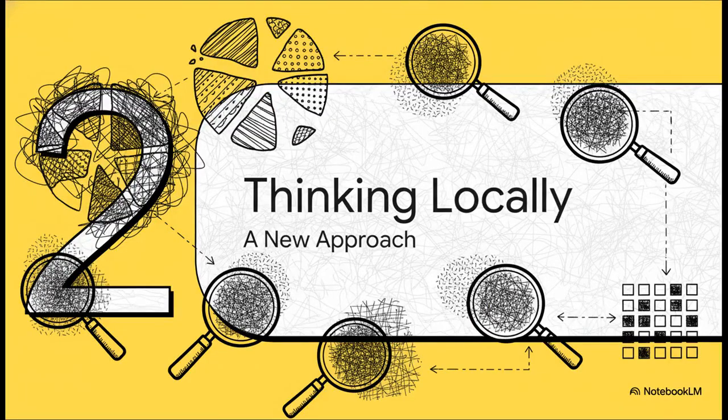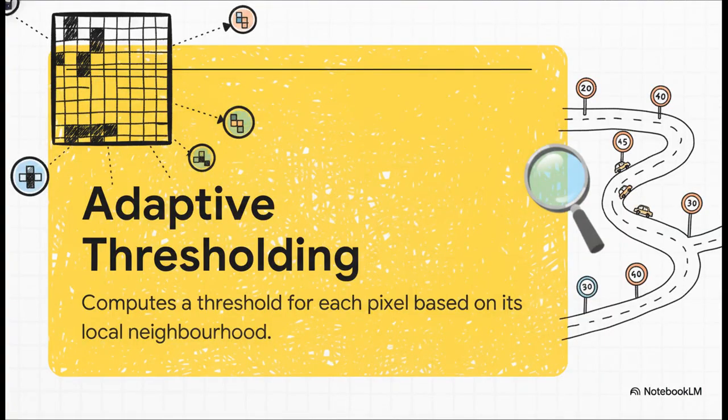So the solution is to get a little bit smarter about it. We need an approach that stops thinking globally and starts thinking locally, adapting to the conditions in each little part of the image. And that, right there, is where adaptive thresholding comes in. Instead of one threshold for the whole image, it calculates a unique, custom threshold for every single pixel, based on what's going on in its immediate neighborhood. Think of it this way. Instead of one speed limit for an entire city, you have a different speed limit for every single block.